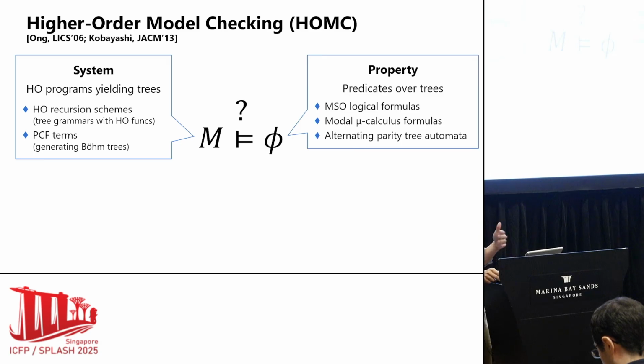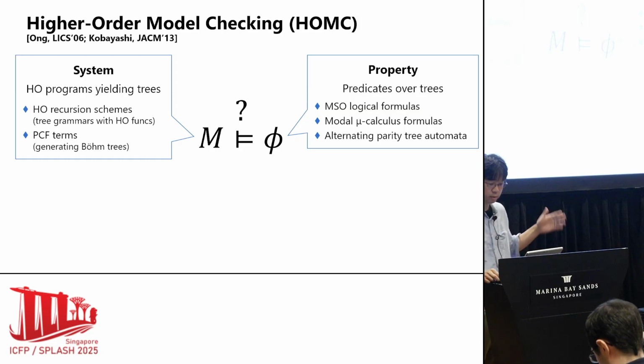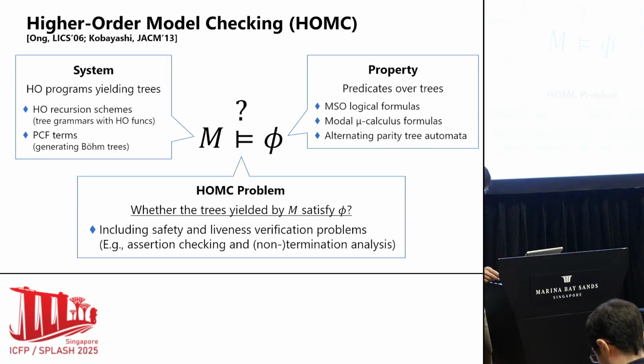The property to be verified is a predicate over trees. For example, it can be a monadic second order logic formula, modal mu calculus, or tree automata. Then higher order model checking is the problem of deciding whether the trees yielded by the program M satisfy the formula phi. This is a very rich framework, and it can express various verification tasks like safety and liveness verification, including assertion checking and termination analysis.